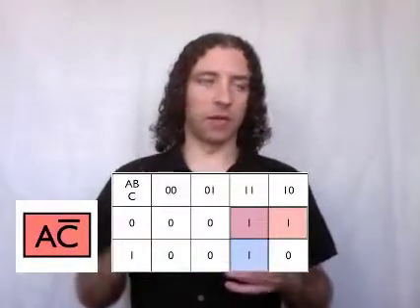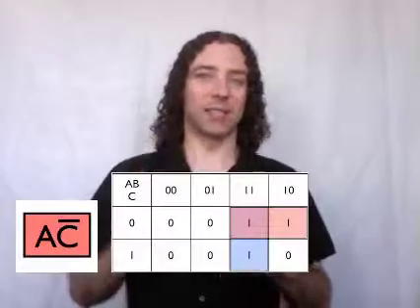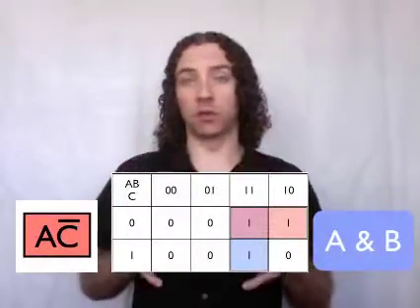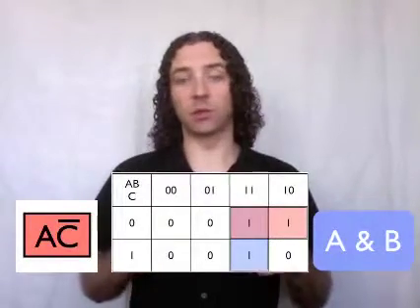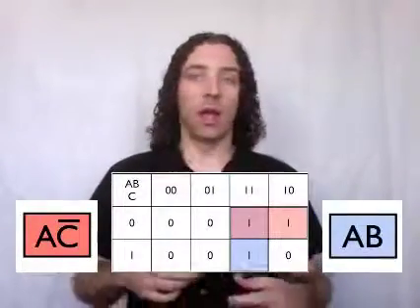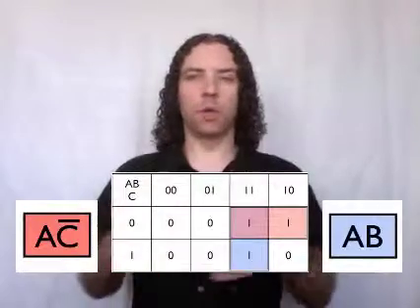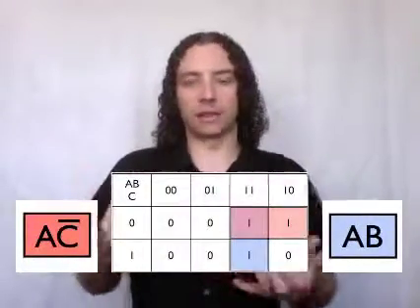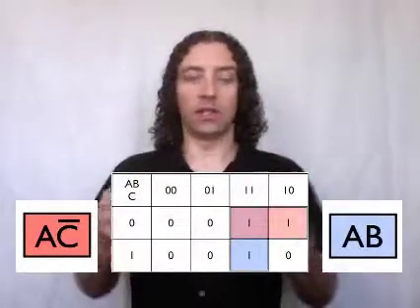Now the other rectangle here actually describes a different kind of axis. So in that case, it's true whenever A is true and B is true, but it doesn't care about C. So we're going to say, okay, that's A and B. And now we're going to be combining these, saying we know that it's true if either of these cases is satisfied. So it's an OR relationship. So this is how we'd write it together.